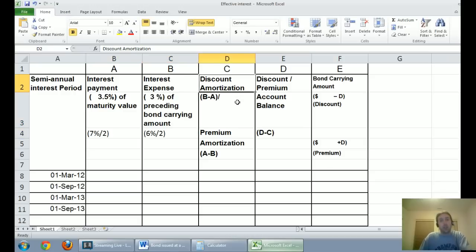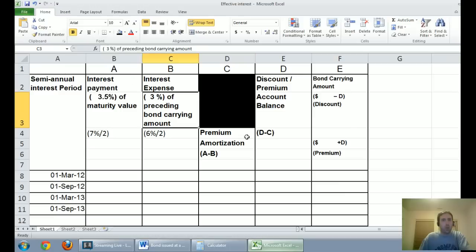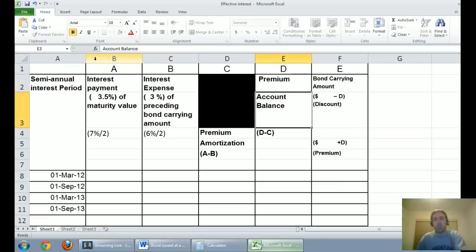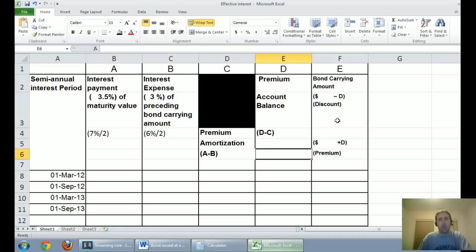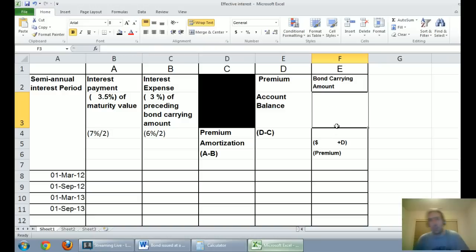So, discount or premium amortization. This time we got a premium, so let's black out discount. We're not interested in that. This is a premium account balance, so I'll get rid of the word discount there. Bond carrying amount: minus D for a discount, plus D for a premium. Let's get rid of discount.